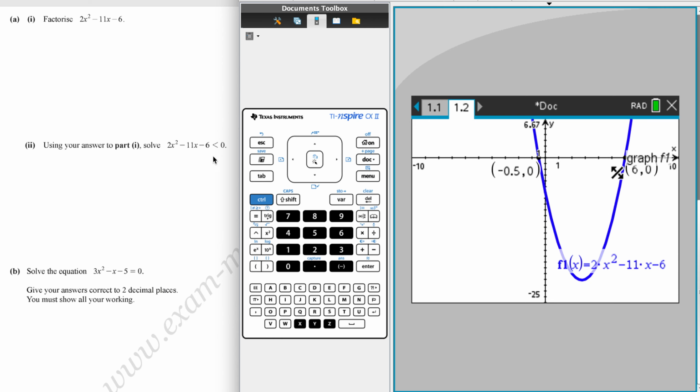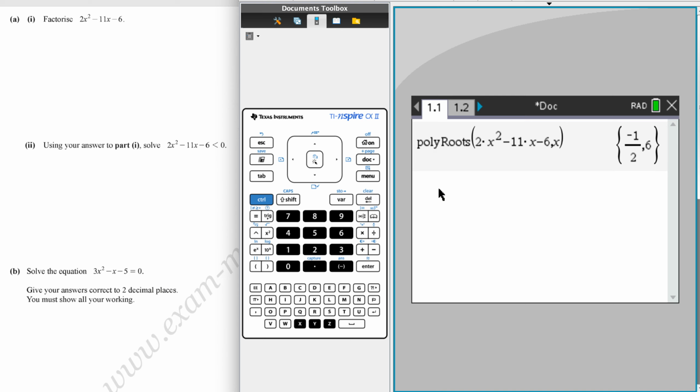So this inequality said less than 0, which means we refer to the y-axis. Less than 0 means the below part of it. Where is the y less than 0? So the below part. They were asking what are the x values when the y is less than 0. See in this graph, this curved part below here, from negative half to 6, is the part where the graph is less than 0.